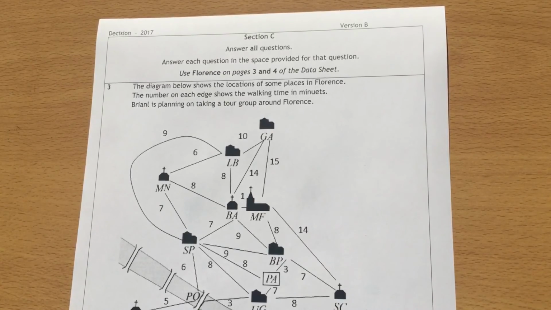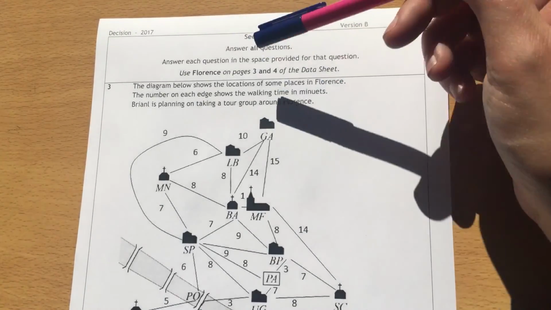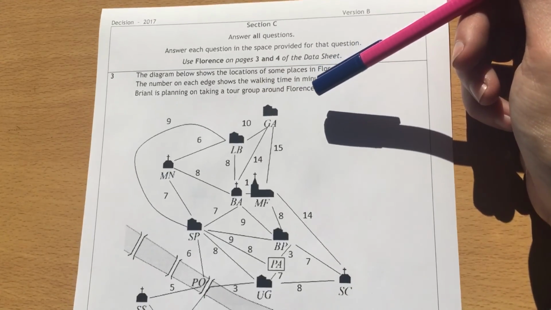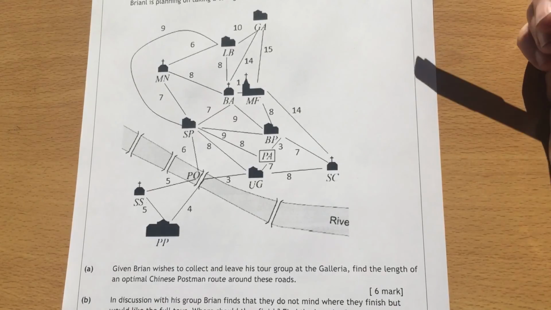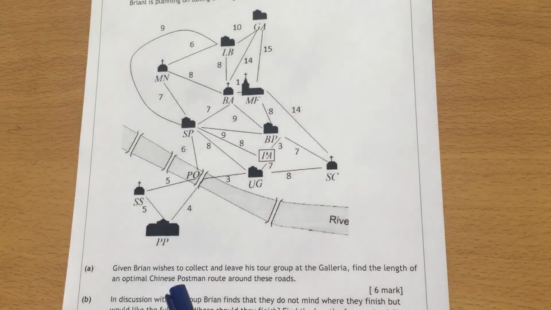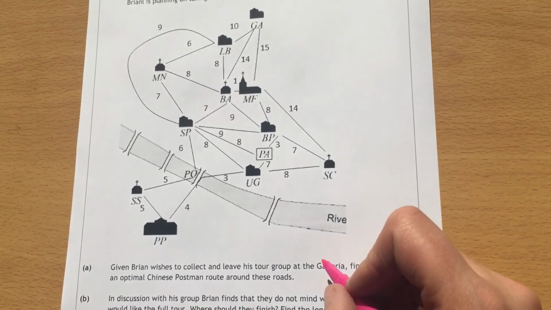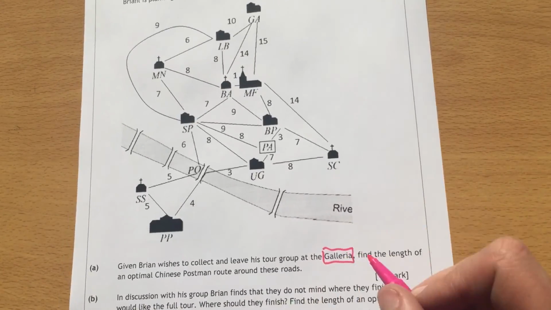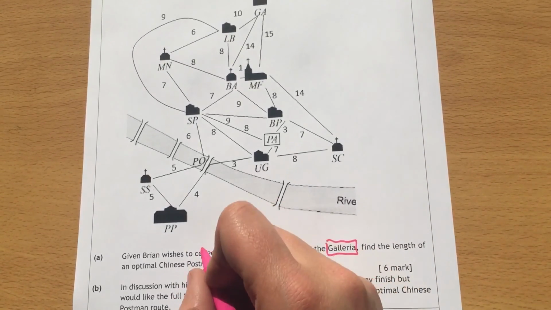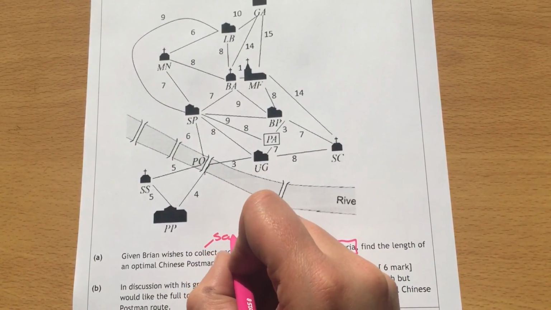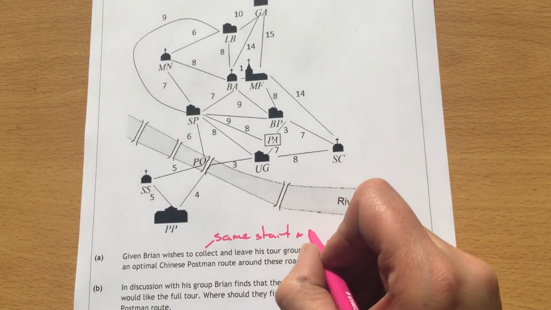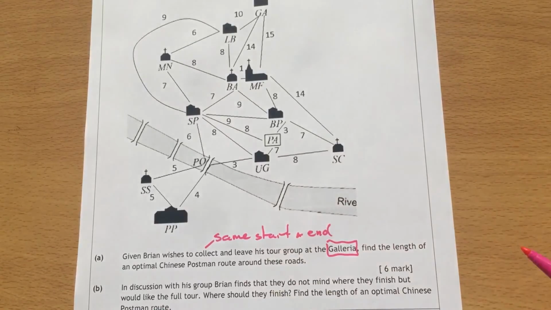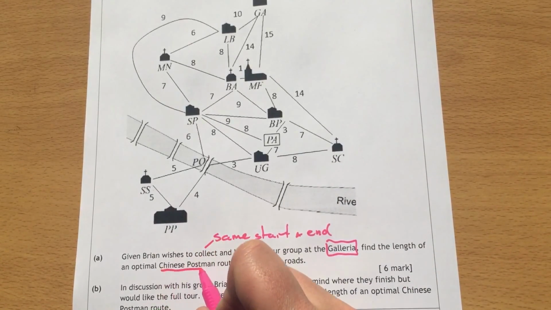So we are still in Florence, and Brian is taking a tour group around Florence. So things that we know. He wishes to collect and leave his tour group at the Galleria. So that is the same. So same start and finish. And we need to use Chinese postman.